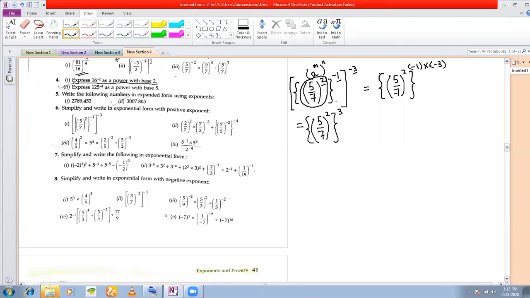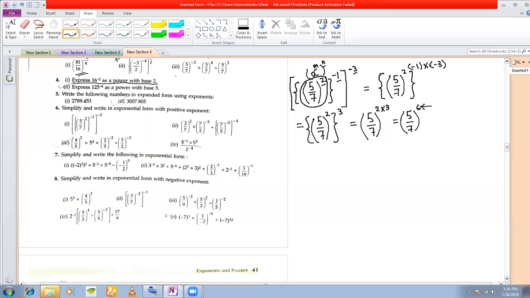So now you see this has again come to what form? A to the power of m whole to the power of n. So this is 5 by 7 to the power of, multiply the powers, 2 into 3, which is 5 by 7 to the power of 6. Clear or not? Yes, sir. All steps clear, sir. So this is a positive exponent which we have already achieved. So this is my answer.